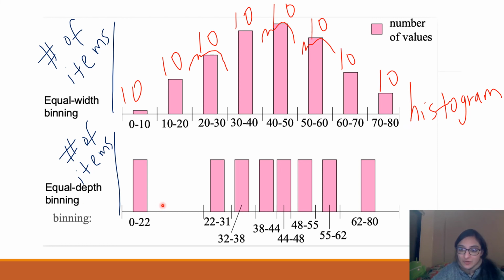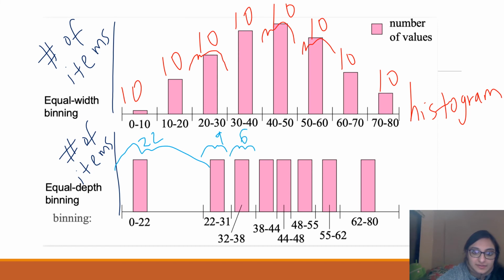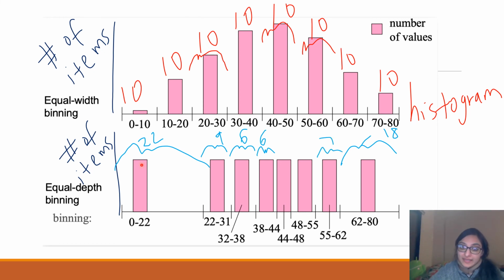But for equal depth binning, all we really care about is having the same number of items inside each bin. It doesn't matter if this one is 22 long, or this one is 9 long, or this one is 6, or this one is also 6, this one is 4, 7, 7, 8, 18. It doesn't matter. Just to clarify, this is 22. Then this is 9. Then this is 6. Then this is also 6. This is 18. And this is 7. It doesn't matter what the width is. What matters in equal depth binning is that each bin has the same number of elements.